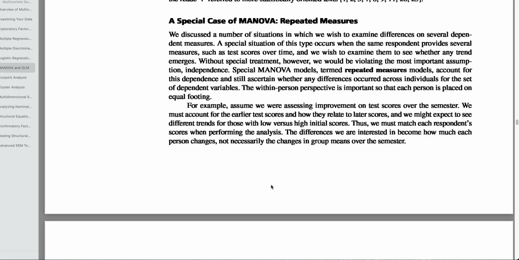We must account for the earlier test scores and how they relate to later scores, and we might expect to see different trends for those with low versus high initial scores. Thus we must match each respondent's scores when performing the analysis. The differences we are interested in become how much each person changed, not necessarily the change in group means over the semester.